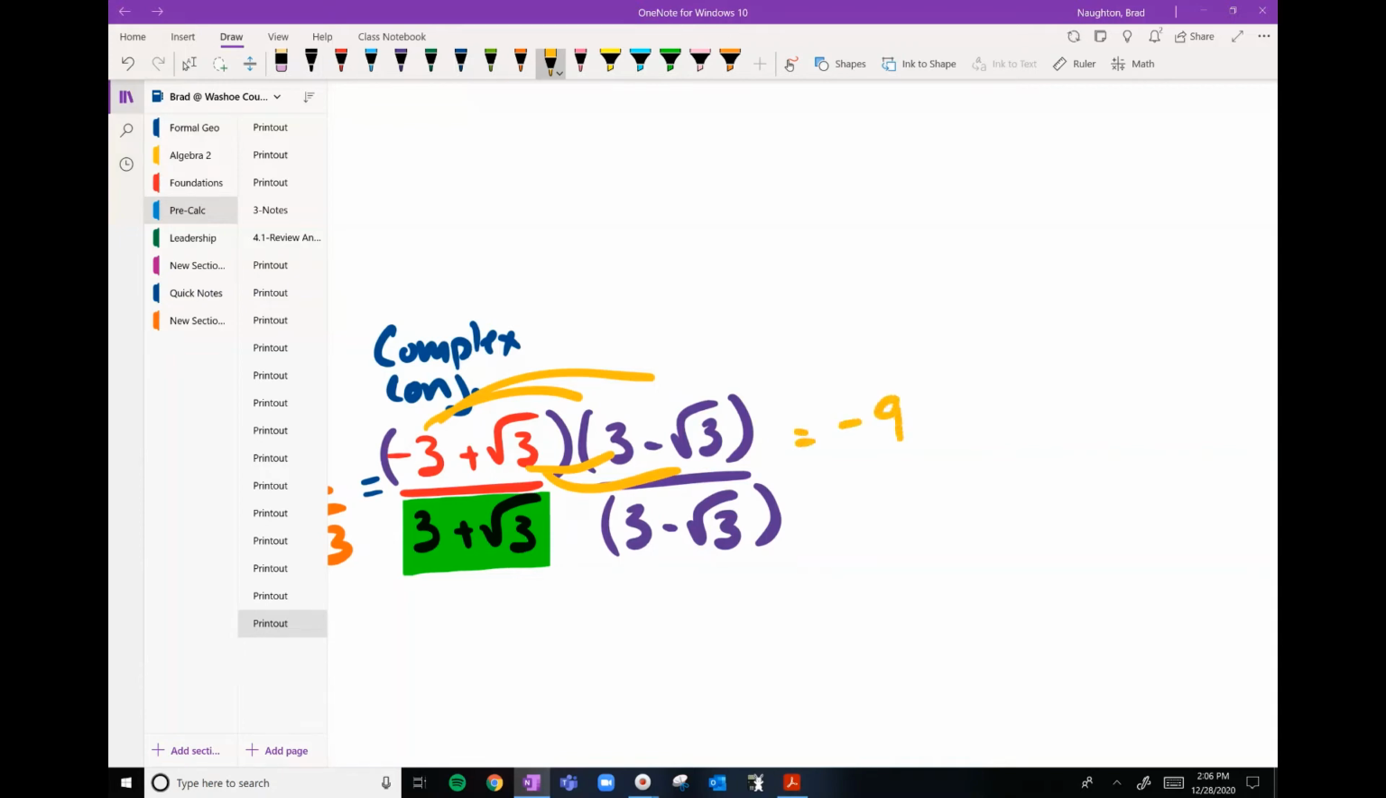So that's going to be a negative 9. Then negative 3 times this is going to become a minus 3 root 3. Then on our insides here, I'm going to go ahead and get a negative 3 root 3.